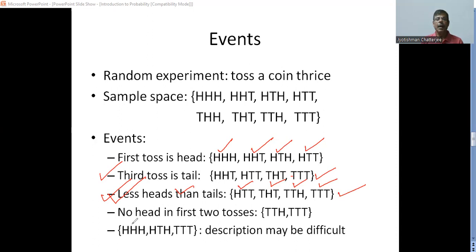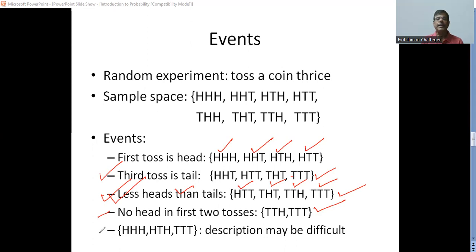How about the last but one? No head in first two tosses. In that case, the first two tosses must give me tail. So here the subset is TTH and TTT.